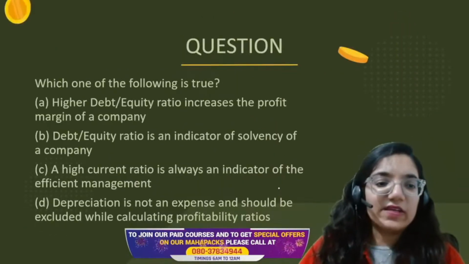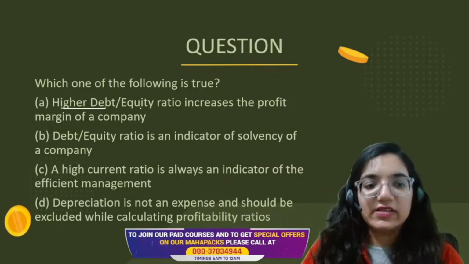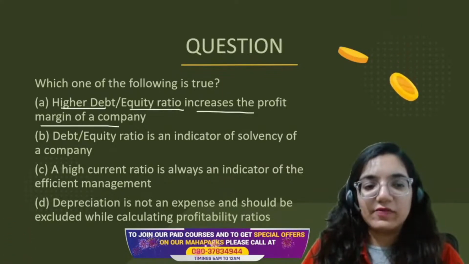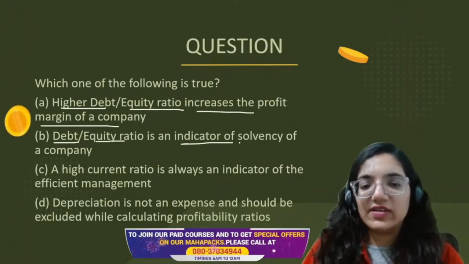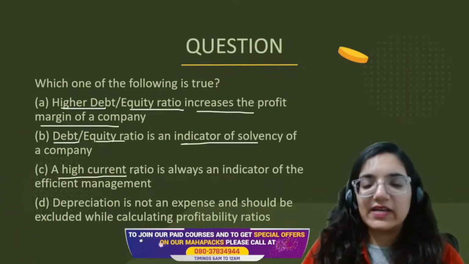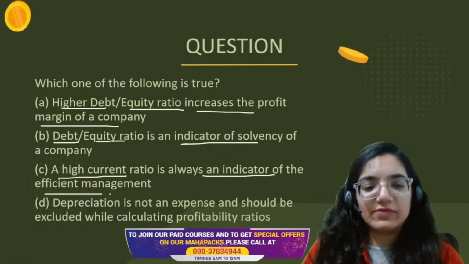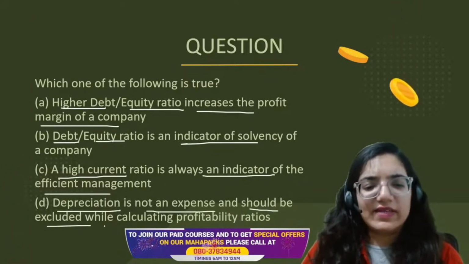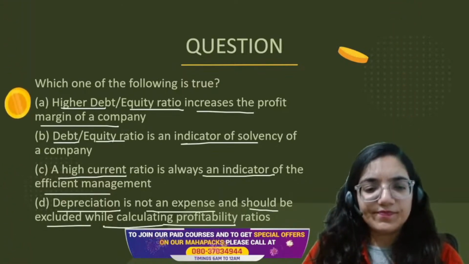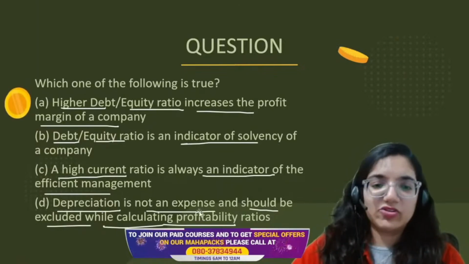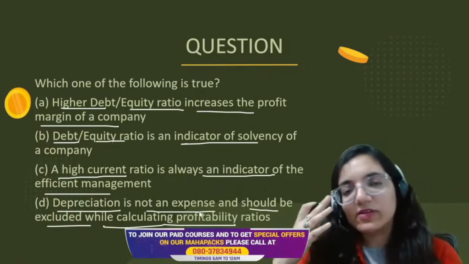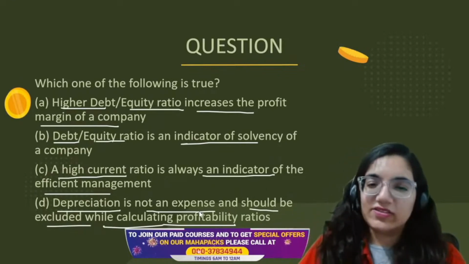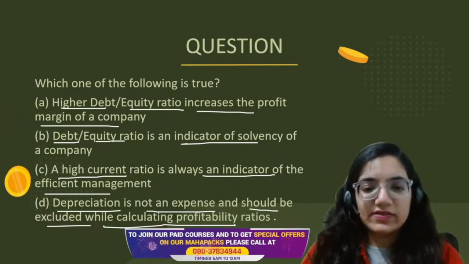Which one of the following is true? Higher debt equity ratio increases the profit margin. Debt equity ratio is an indicator of solvency. A high current ratio is always an indicator of efficient management. Depreciation is not an expense, should be excluded while calculating profitability ratio. Depreciation is a very strong expense. This is how people have been looking towards tax planning. This one's completely wrong.